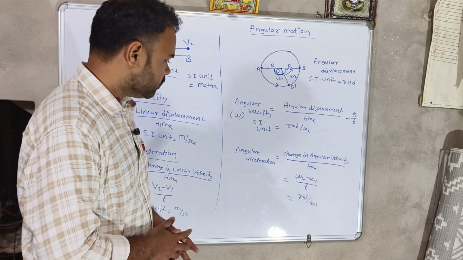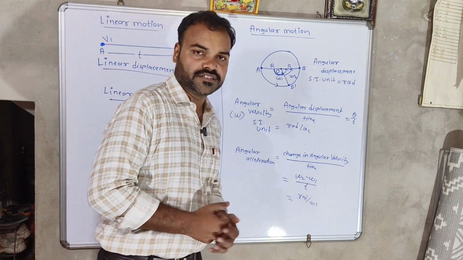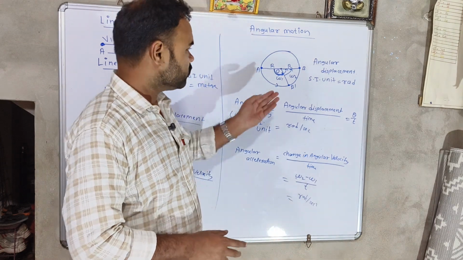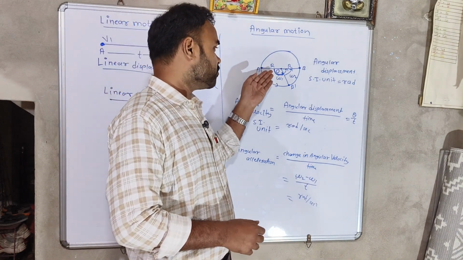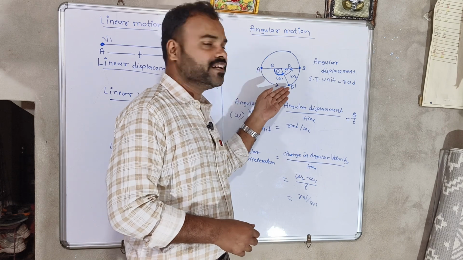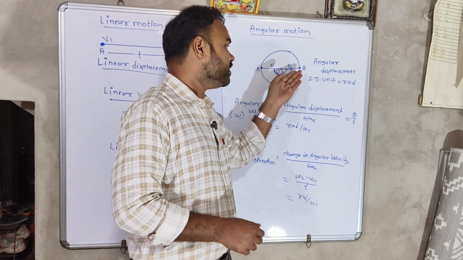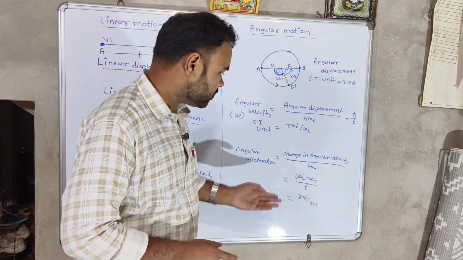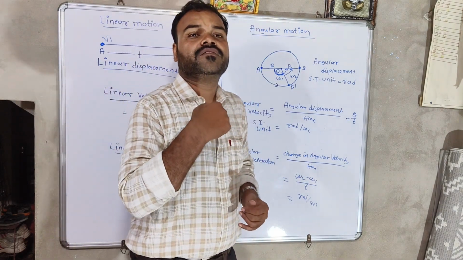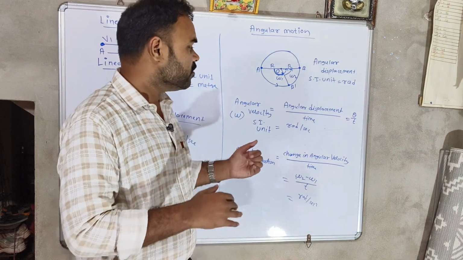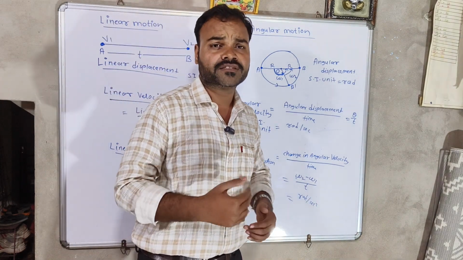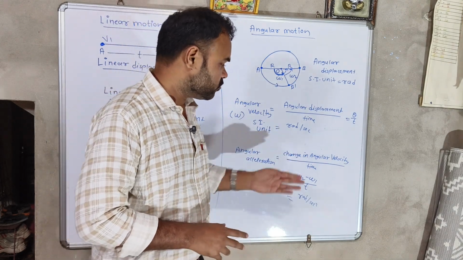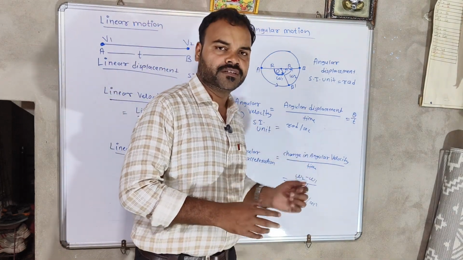Here, comparatively, angular acceleration is the change in angular velocity upon time. Suppose a particle is moving with angular velocity omega 1 from A to B dash, and from B dash to B it is omega 2. Understand? There is a change in velocity. Omega 2 minus omega 1 means final angular velocity minus initial angular velocity upon given time. So it is omega 2 minus omega 1 upon t.